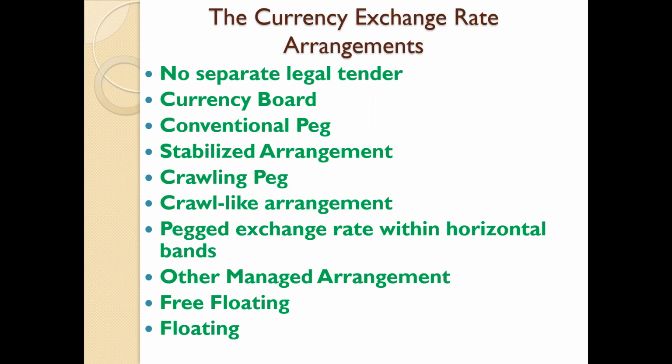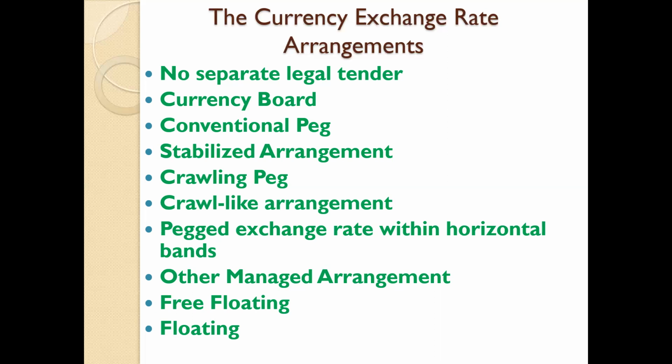Then we have the stabilized arrangement. A stabilized arrangement entails a spot market exchange rate that remains within a margin of 2%. The required stability can be met with respect to a single currency or a basket of currencies. And we have the crawling peg. A crawling peg involves the confirmation of the authorities' commitment to adjust the currency in small amounts at a fixed rate or in response to selected quantitative indicators. A crawl-like arrangement is an exchange rate within a narrow margin of 2% around a statistically identified trend for 6 months or more.